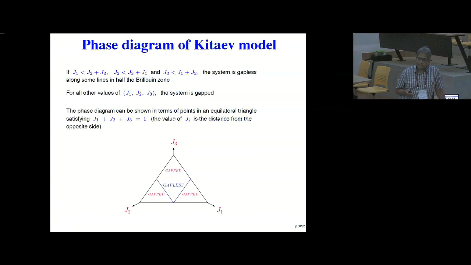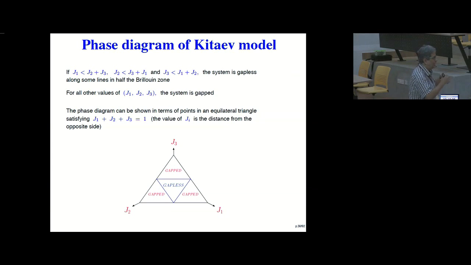Okay. So the phase diagram is like this. This is a very neat way of showing the phase diagram. See, there are three parameters, J1, J2, J3, right? Normally I would have to draw a three-dimensional picture to show you the phase diagram, and it would be very hard to see anything in a three-dimensional picture. So the way the phase diagram is shown is as follows.